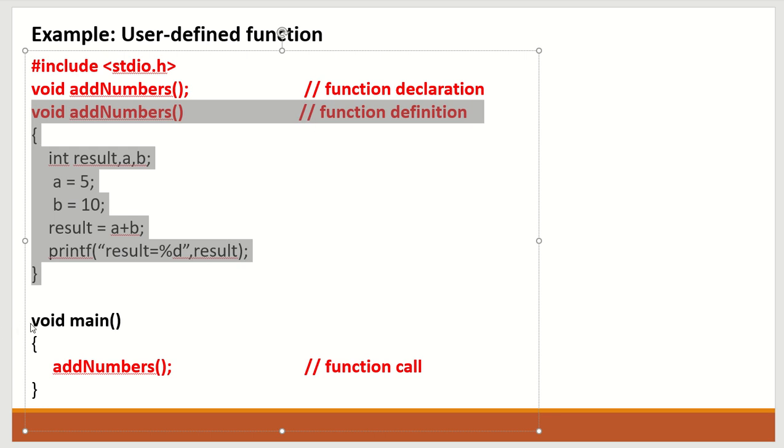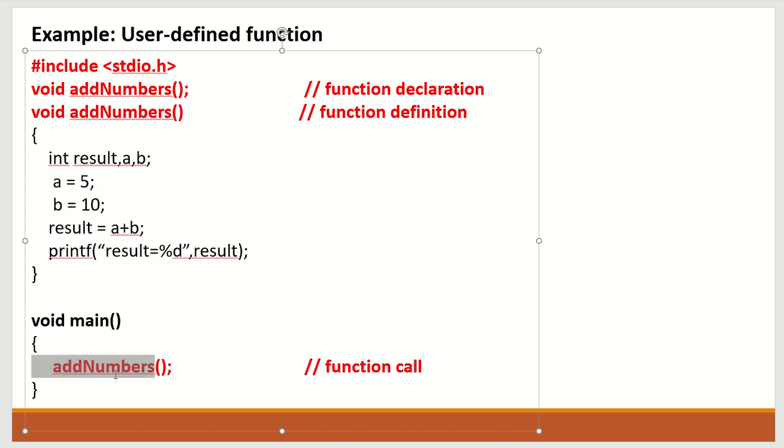And inside the void main function, we are writing only one line. We are simply writing the function name, and also at the time of declaration it was like no parameters. So here also compulsory do not pass any parameter right now for this program, and then semicolon. This is function call, a very basic program, addition of two numbers.